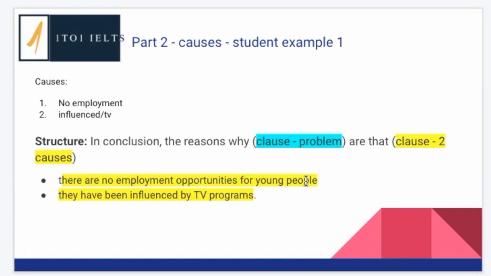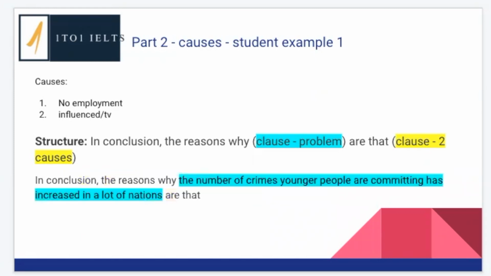Here we have a clause. This is a clause that is talking about this idea. The second idea, the influence by TV, they have been influenced by TV programs. So here you'll see we have 2 causes, and both of our causes are clauses. Very similar words, very different meaning. Okay, so we've got 2 causes and 2 clauses here. Once again, we're just going to insert these ideas into our structure. You can see where it's highlighted in yellow, you're going to have clause 1 and clause 2. And that is going to look like this.